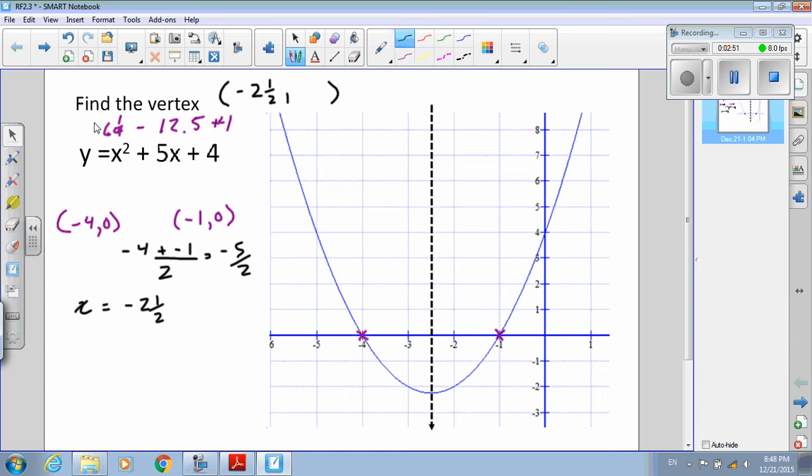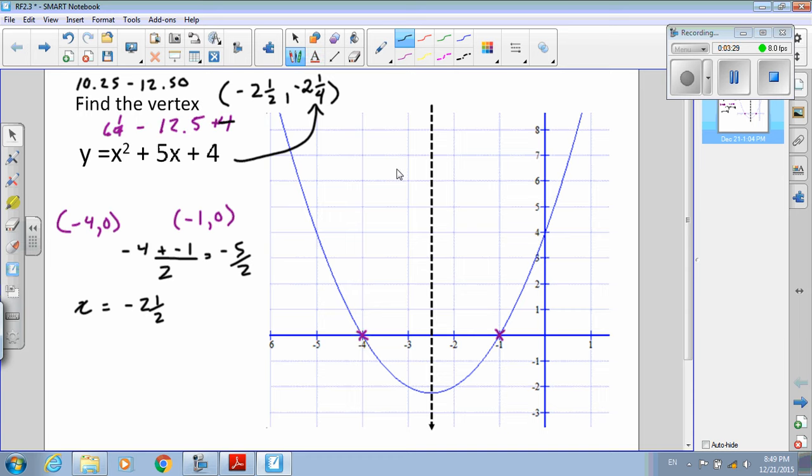So I've got 6.25 plus 12.5 minus... 10.25 minus 12.5. So 10 and 25 hundredths minus 12 and 50 hundredths. That's a difference of 2.25, so -2 and 1/4. You can do this in your calculator to find the y value, but this would be my vertex here.